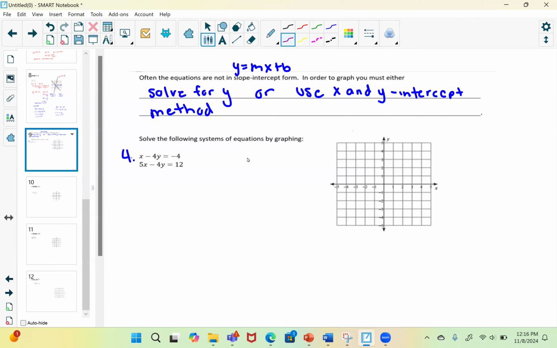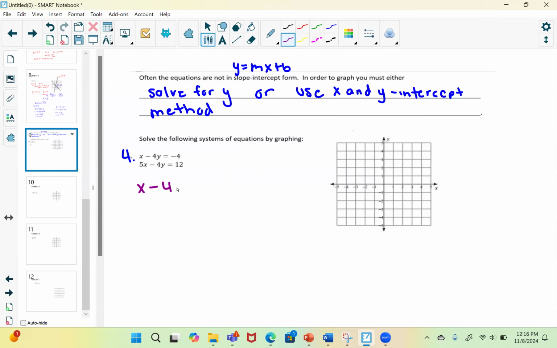So we're going to solve these systems of equations by graphing. Generally, I will solve for y because then again, I don't run into the case where I get a decimal, but if you want to try the other method and see if you get the same answer, that's fine. Okay, so we're gonna want to solve these equations.